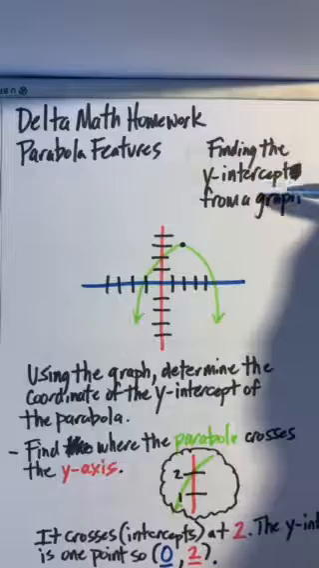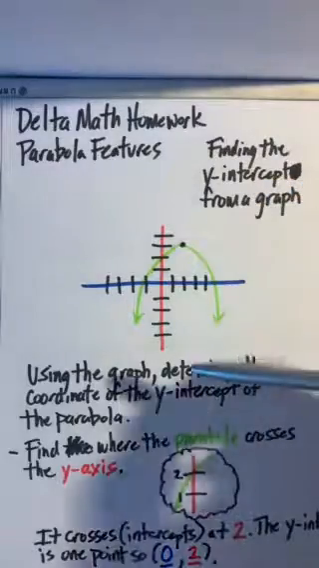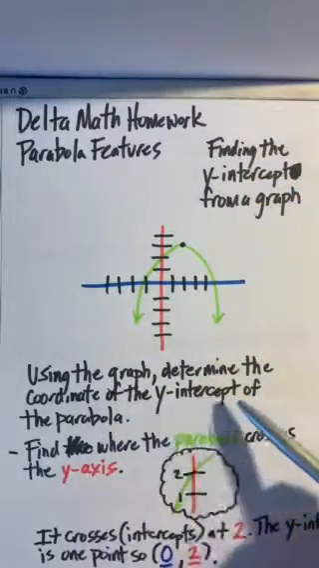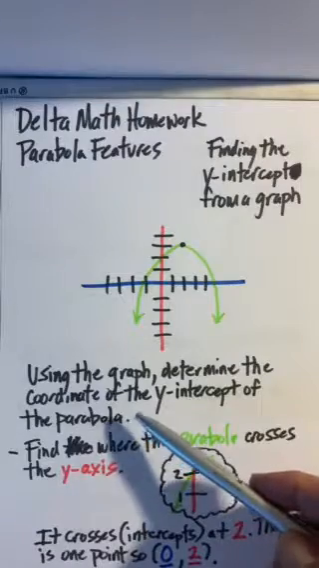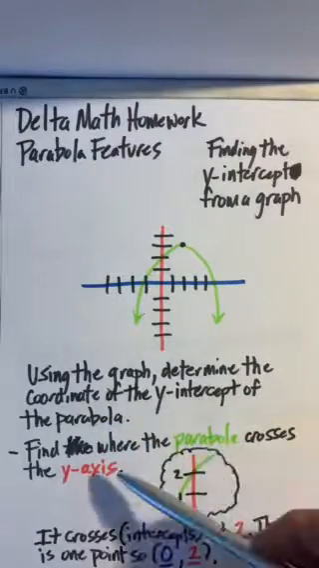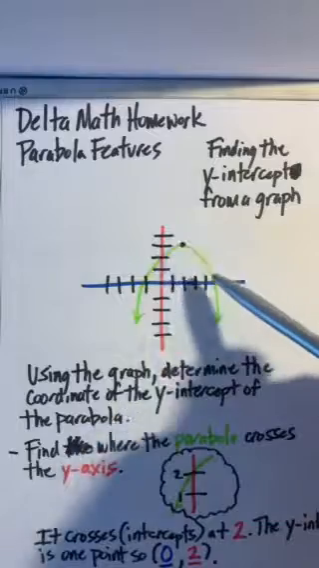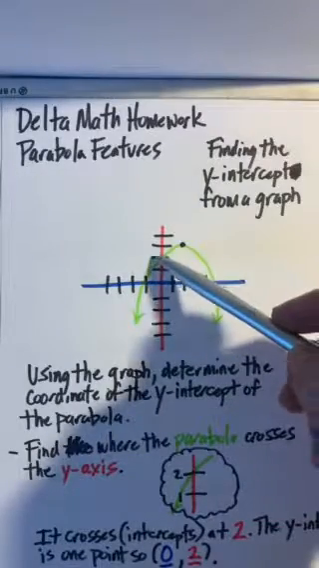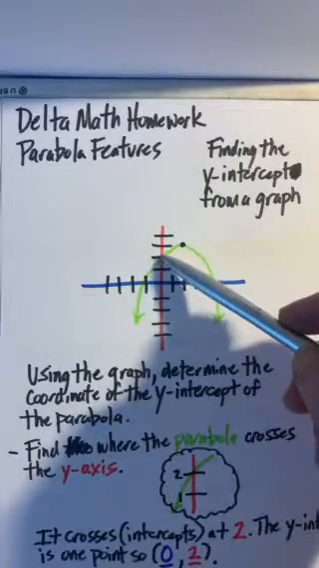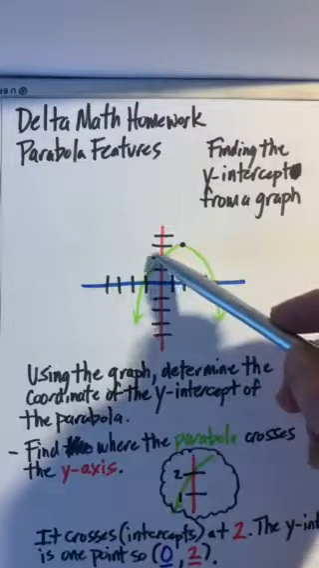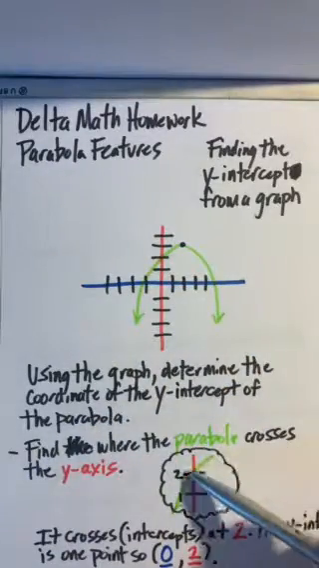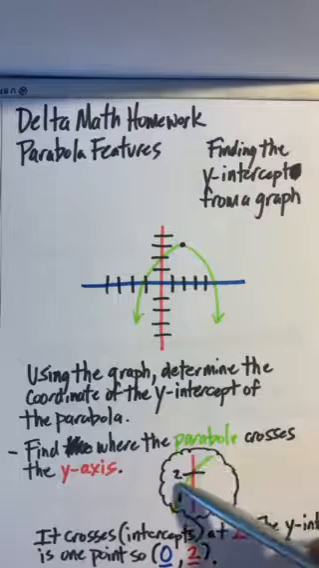Find the y-intercept from a graph. Okay, using the graph, determine the coordinate of the y-intercept of the parabola. Okay, find where the parabola crosses the y-axis. So here's our parabola, and you can see right here is where our parabola crosses the y-axis, and that's our y-intercept. I kind of blew it up right here, but there it is, crossing right at 2.